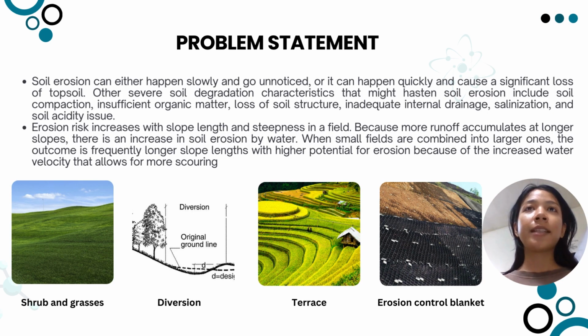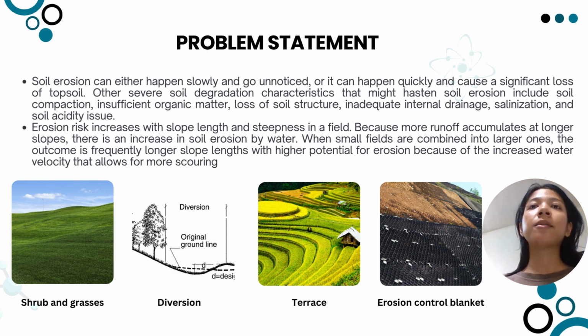The main concern in this problem statement is soil erosion. Soil erosion can either happen slowly and go unnoticed, or it can happen quickly and cause significant loss of topsoil. Other severe soil degradation characteristics that might hasten soil erosion are compaction, insufficient organic matter, loss of soil structure, inadequate internal drainage, salinization, and soil acidity issues.